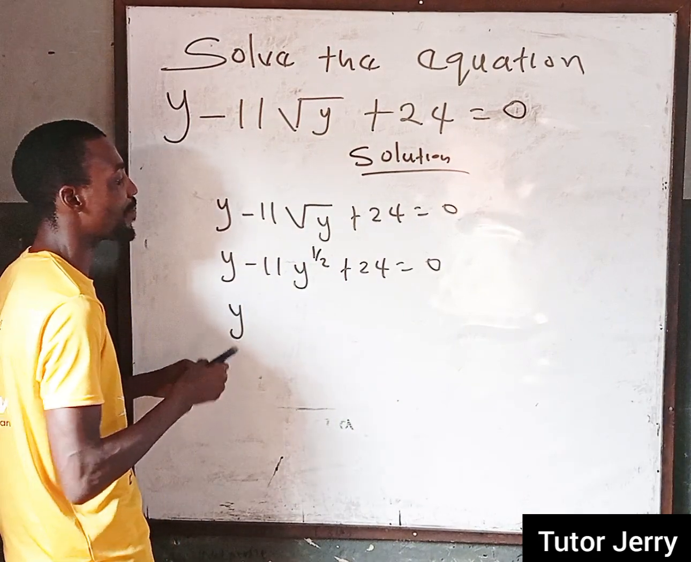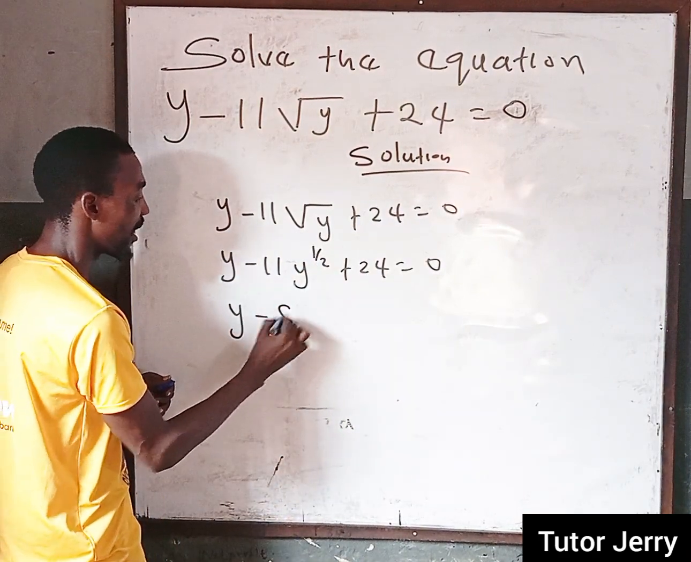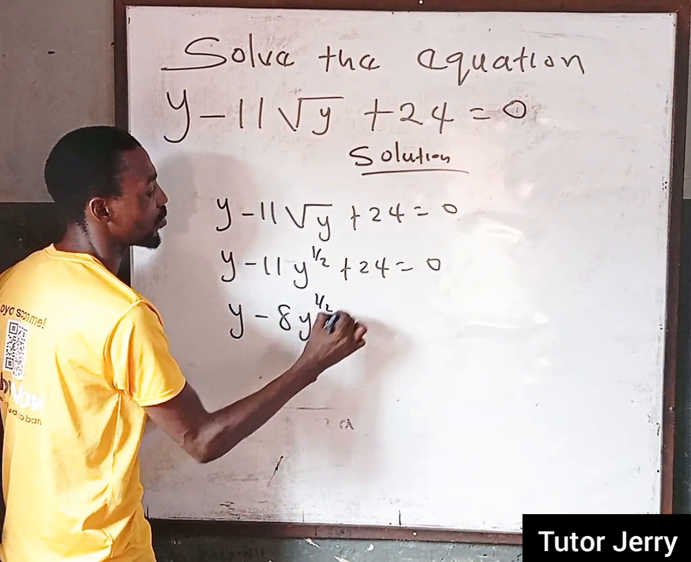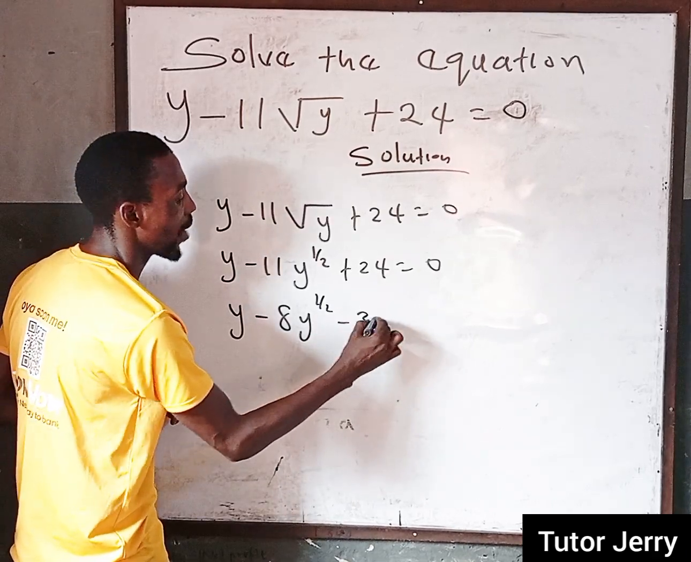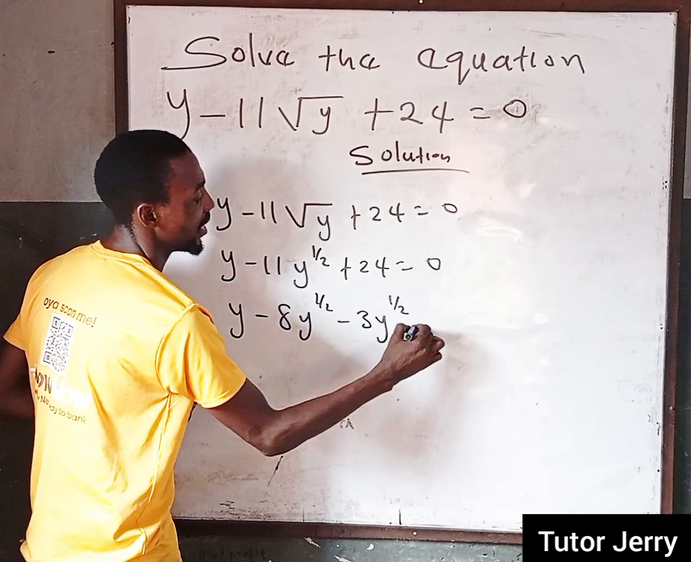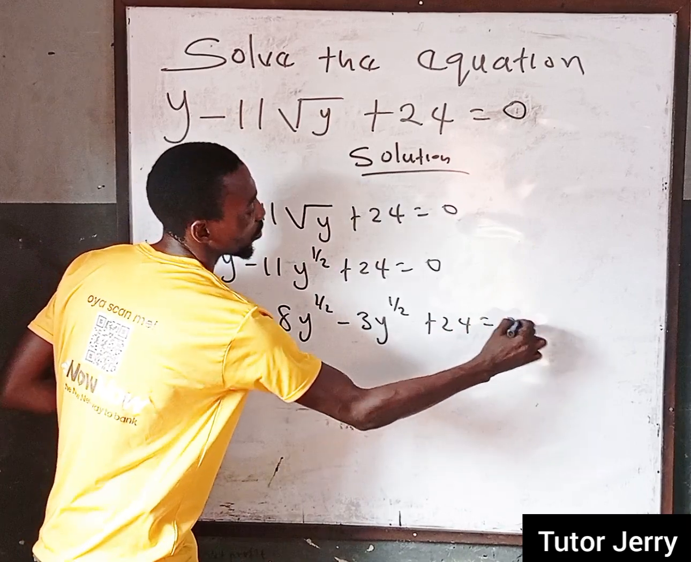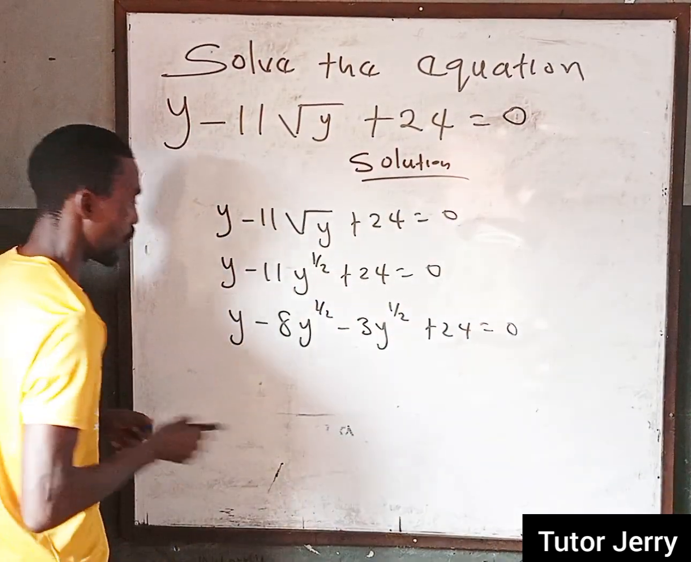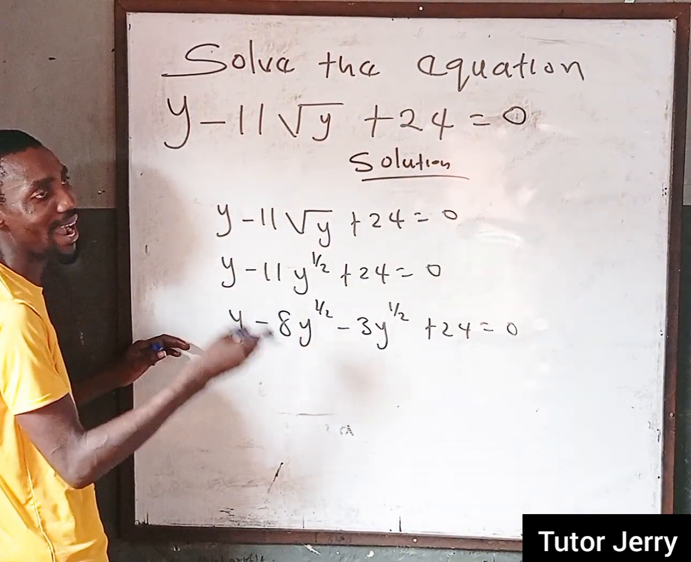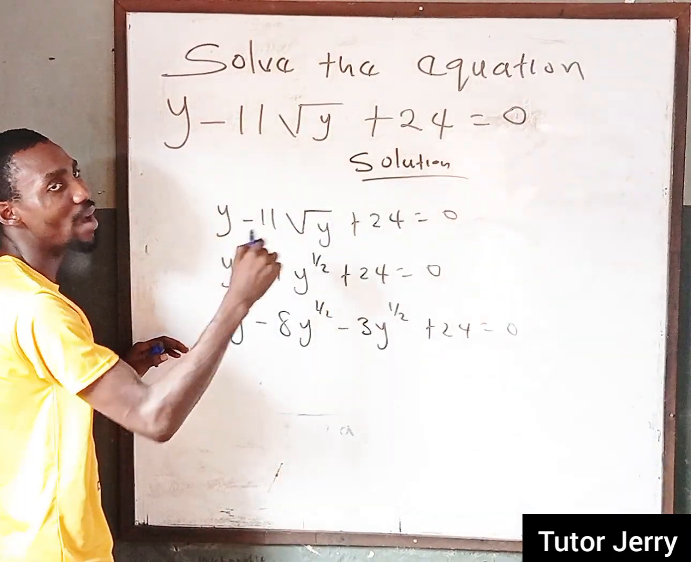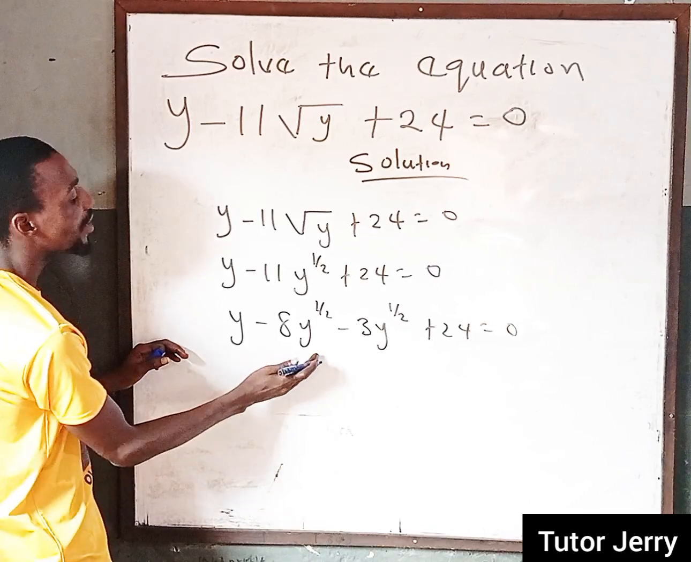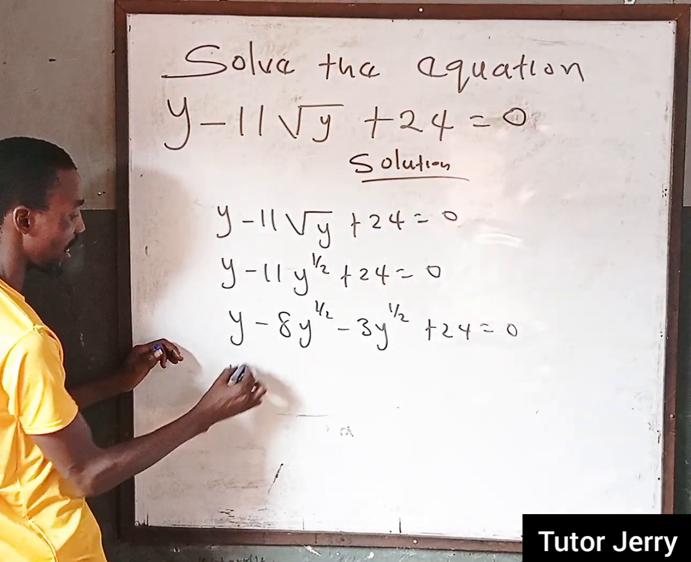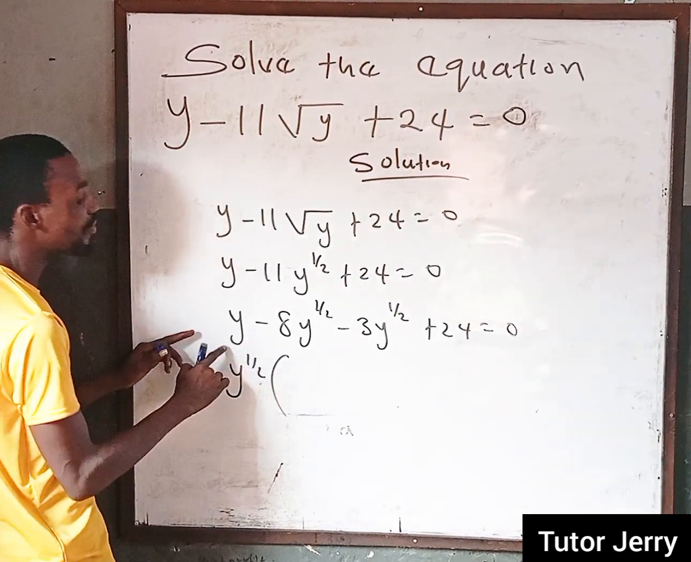Therefore, we can replace this with minus 8 y power 1 over 2 minus 3 y power 1 over 2, then plus 24 equals 0. Therefore, what is common here and here? Is it y or y to power 1 over 2? If we factor out y to power 1 over 2 here, what will we be left with?